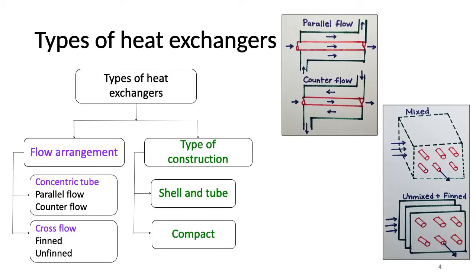There are different types of heat exchangers. They can be classified according to the flow arrangement and method of construction. Concentric tube heat exchangers are the simplest of all heat exchangers. They can be either parallel flow type or counterflow type. In parallel flow heat exchangers, the two fluids flow in the same direction, and in the counterflow type, they flow in opposite directions. The first figure shows parallel and counterflow heat exchangers, and by looking at the arrows, you can see how the flow is arranged in each heat exchanger.